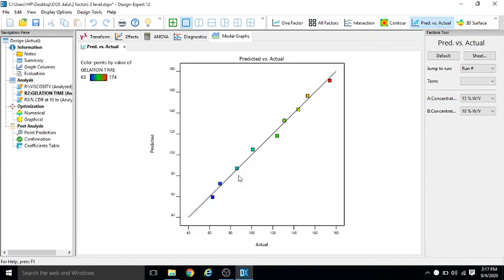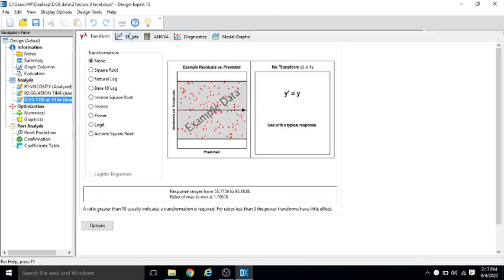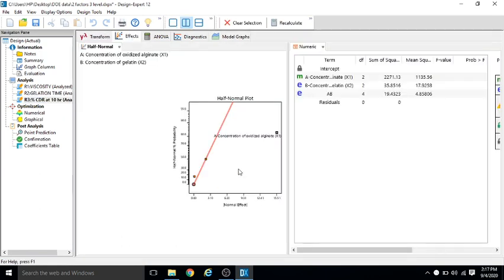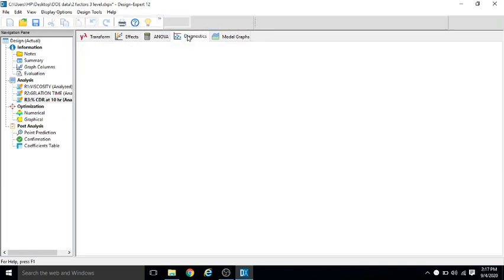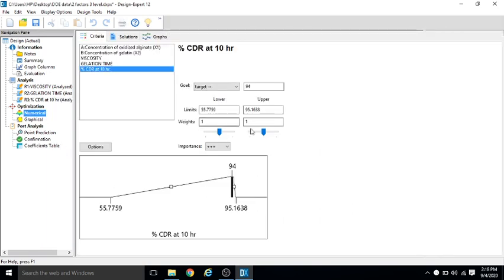Okay, this is predicted versus actual in terms of gelation time. The similar thing for CDR. So this is effect. Here the concentration of oxidized alginate is the more prominent effect. Okay, so this you have to understand. ANOVA, this is also significant. Diagnosis, model graph, numerical.